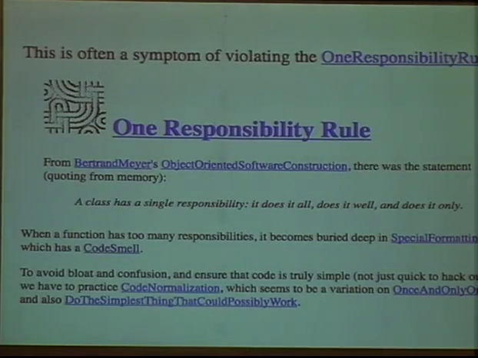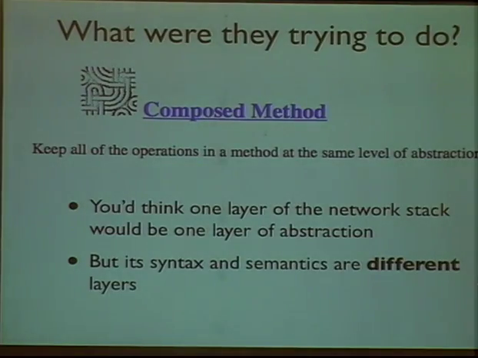Because when you have just too much stuff going on in one function, sometimes you are violating separation of concerns. A function should do one thing and should do it well. What they were trying to do was to keep all of the operations in a method at the same level of abstraction. They're assuming one layer of the network stack is a layer of abstraction, but syntax and semantics are different layers. Sometimes pieces of parsers are different layers. It all depends on what languages you're using, what protocols you're using, and how they compose together.